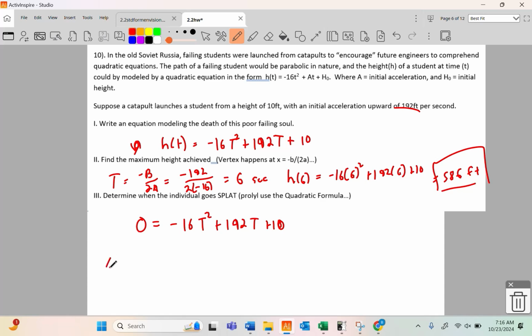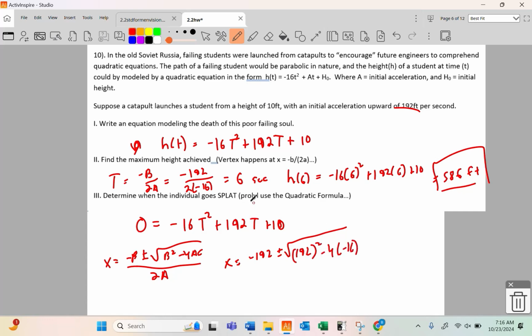We'll just sing x equals negative b plus or minus square root b squared minus 4ac all over 2a. We'll just plug some stuff in. So opposite of 192 is negative 192 plus or minus the square root of 192 quantity squared minus 4 times negative 16 times 10, all sitting pretty over twice a negative 16. So I'm going to evaluate the discriminant in my calculator first.